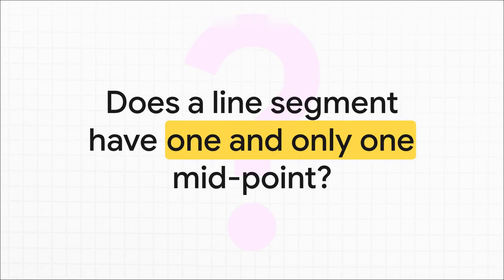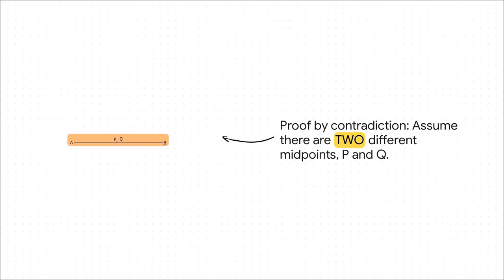That was pretty satisfying. But you know, it brings up an even trickier question. It feels obvious that a line only has one midpoint, right? But how could we actually prove that? How do we know there isn't some second secret midpoint hiding somewhere else on that line? To crack this one, we're going to use a really clever trick called proof by contradiction. Instead of proving it's true, we're going to start by assuming it's false. So let's just pretend for a minute that there are two different midpoints on this line. We'll call them P and Q.